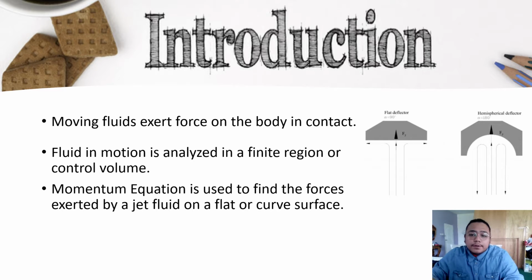So, for introduction, moving fluid in natural or artificial systems may exert forces on objects in contact with it. And to analyze fluid motion, a finite region, namely control volume, is usually used, and the gross effects of the flow, such as the force, is determined by calculating the net mass rate that flows into and out of the control volume.